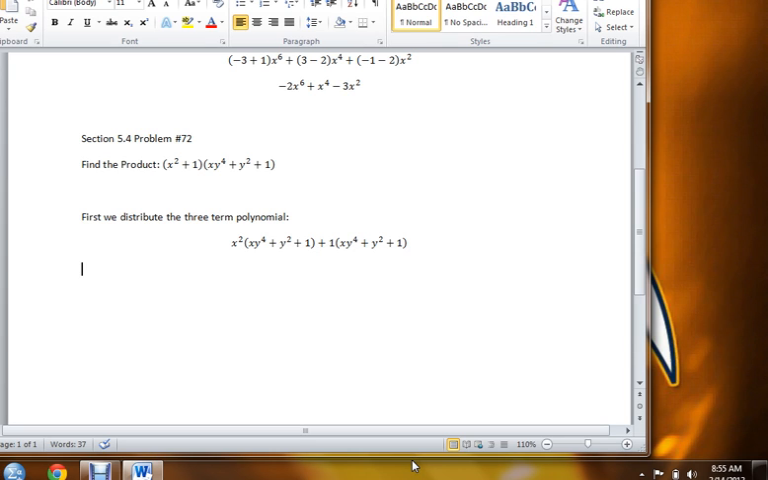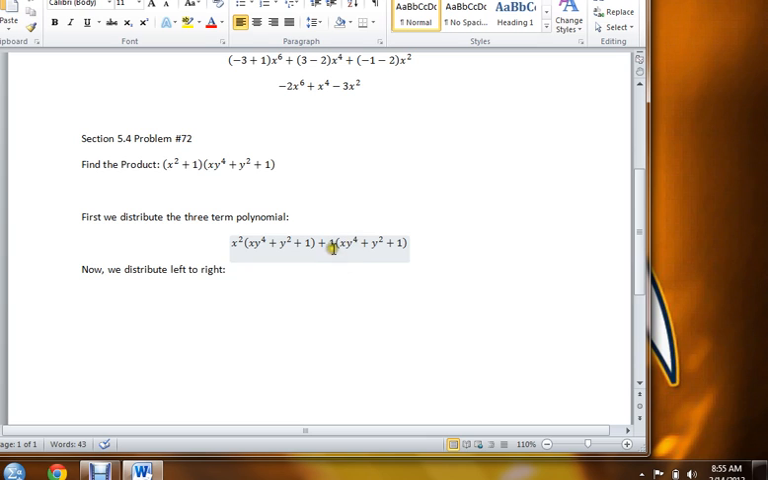Okay, now we distribute left to right. So what I mean by that is we're going to take this x squared and multiply it by the xy to the fourth, take the x squared and multiply it by the y squared, and take the x squared and multiply it by the plus 1.